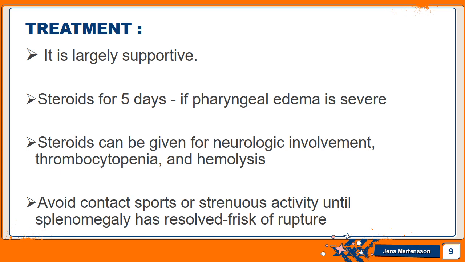So the treatment of infectious mononucleosis is largely supportive. You will give analgesia, antipyretic, and plenty of fluids are advised. If there is throat infection and you have performed throat culture and you find beta hemolytic streptococci group B, you can give penicillin as well. Steroids can be given for 5 days if there is pharyngeal edema. Steroids can also be given for neurological involvement, thrombocytopenia and hemolysis, but only for a shorter duration of time, less than 2 weeks or so.